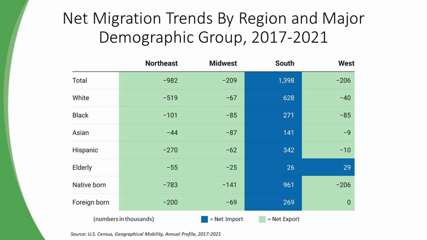So again, we've got people moving in. What do they look like? They look white, black, Asian, Hispanic, elderly, native born, foreign born. Those are the numbers the South is acquiring in every single category. The Northeast and the Midwest are losing people in every category, and the West is still doing okay with the elderly. But the South is the place where everyone is moving.